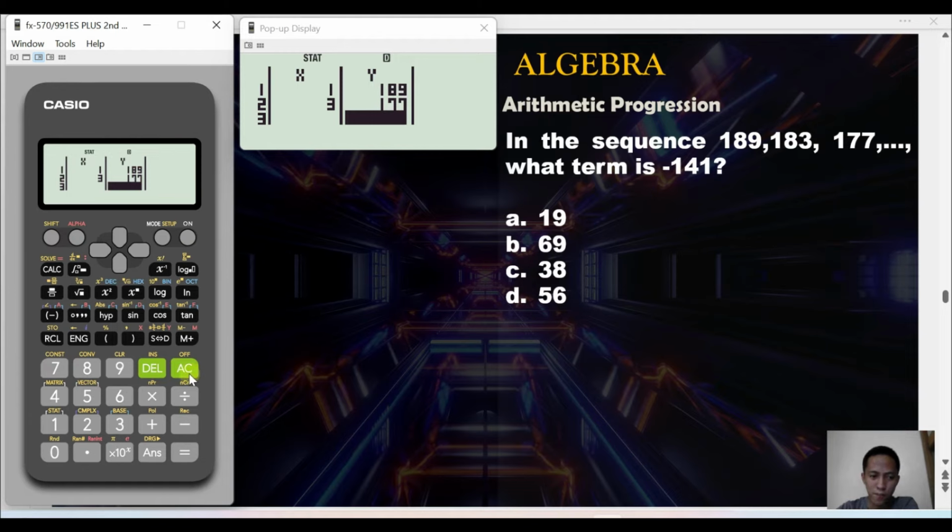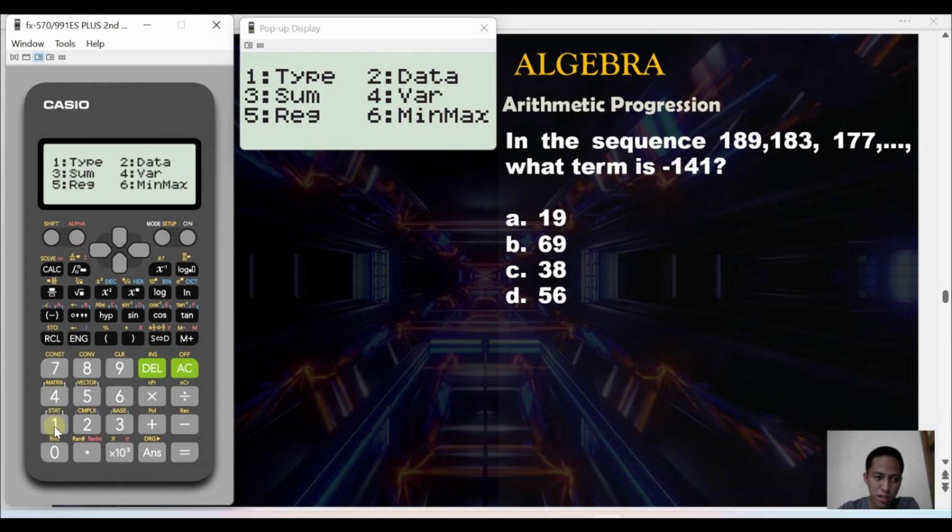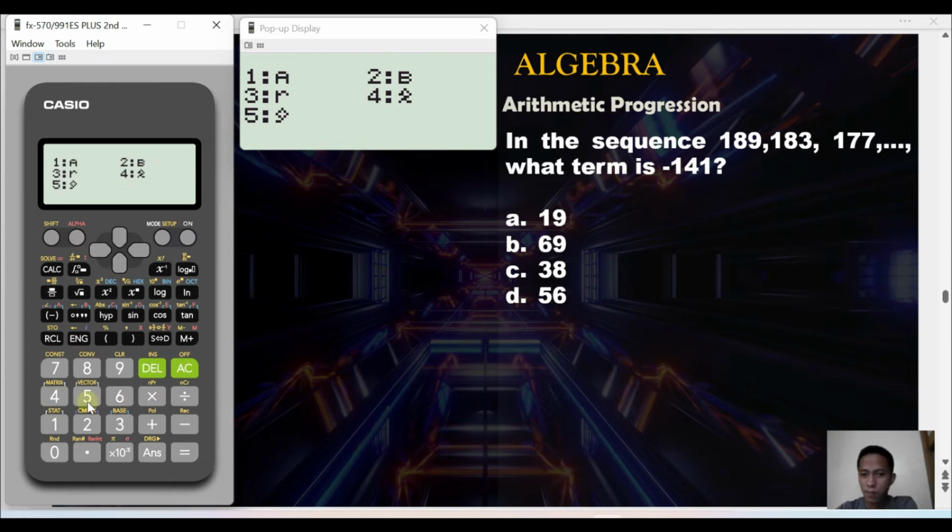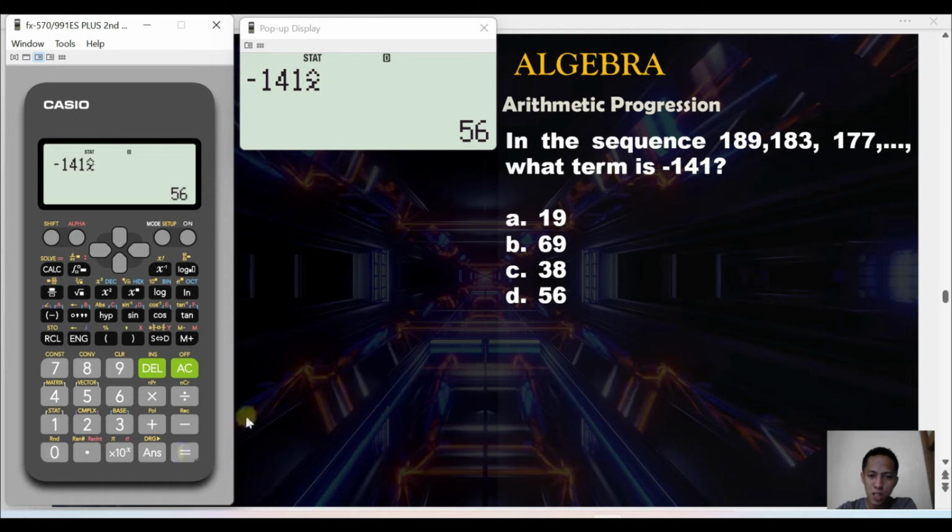So press AC, then shift, stat, so 1, then regression, then hinahanap natin in the sequence what term is negative 141. So hinahanap natin dito kung pang ilang term. So that is x. So that is 4. So lagay natin yung value. So negative 141. So equals lang natin. So that is 56 term. So si negative 141 is pang 56 siya na term. So that is letter D.